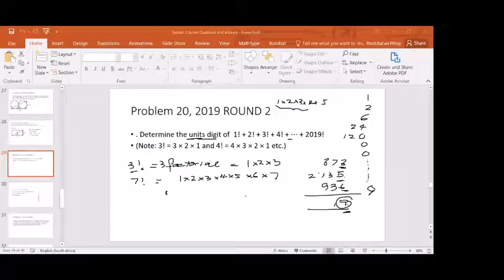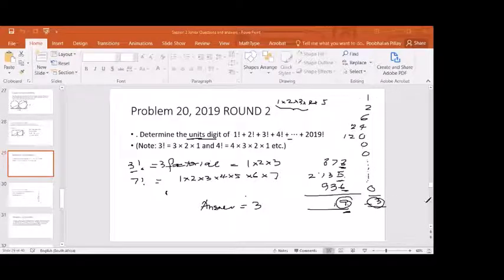So if I'm adding all these numbers, all I have to do is add the unit digits here. 1 plus 2 is 3, 3 plus 6 is 9, 9 plus 4 is 13. And I'm not bothered about the rest of the stuff. I've got the units digit, which is 3, because I don't have to add the zeros. You come to 13 and then you're going to add 0 all the way.